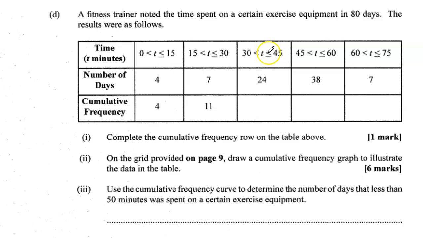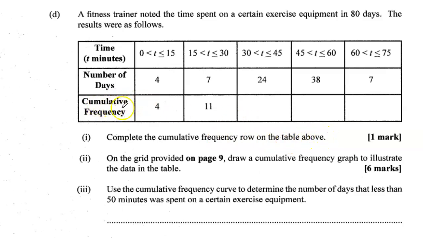A fitness trainer noted the time spent on a certain exercise equipment in 80 days. The results were as follows. So we're given the results here. The time is in minutes. So we're asked to copy and complete the cumulative frequency row on the table above.